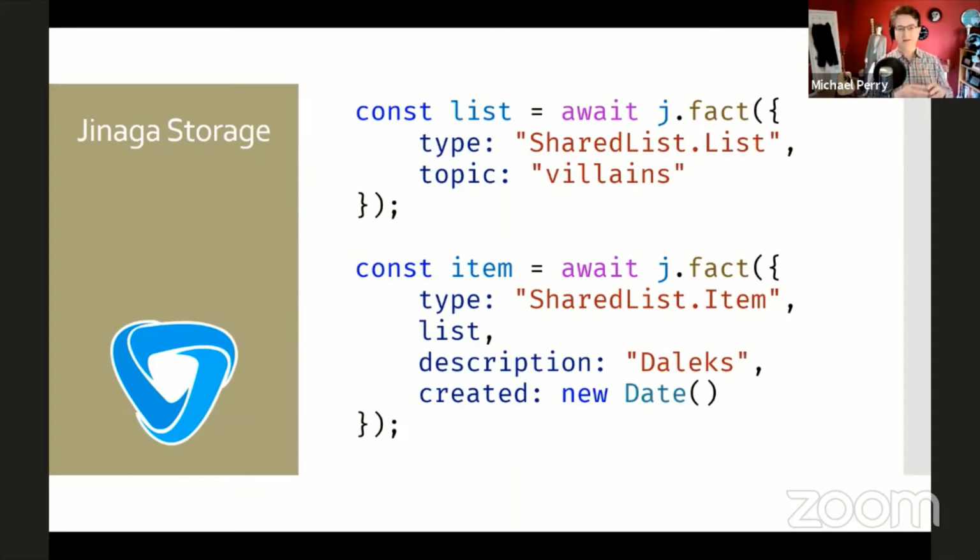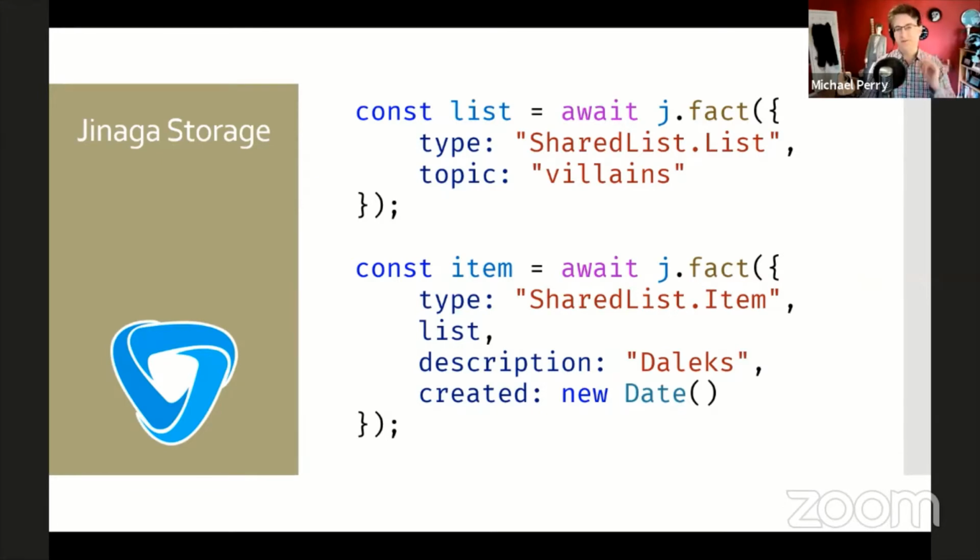Jinaga stores data as facts. A fact is just a JSON value. I'm using the word value here to differentiate it from an object. An object you might think of as something that you have a pointer to, you can modify it, and then it's going to change state as you modify it. But these are JSON values, just like the number 3. It's the same value no matter who is looking at it.